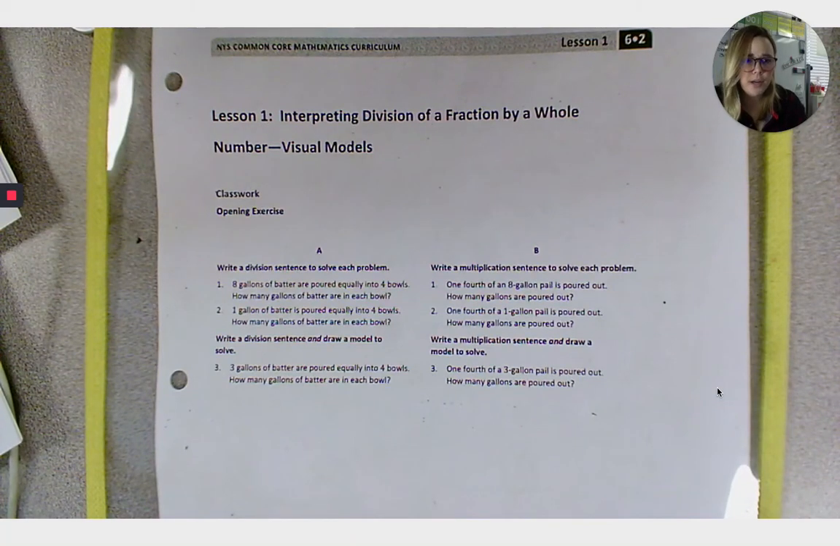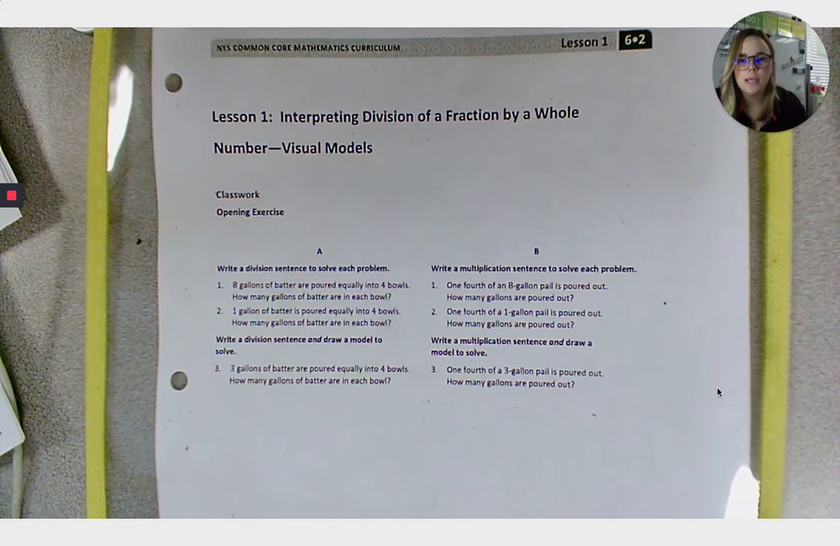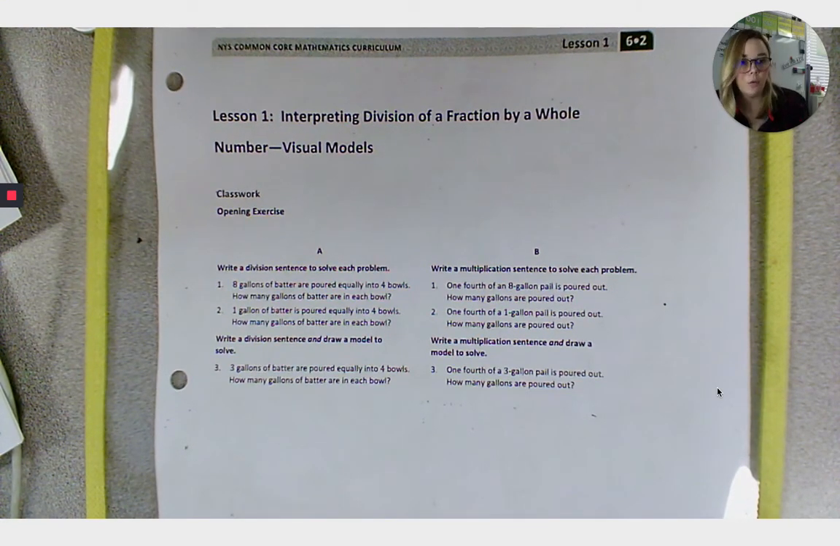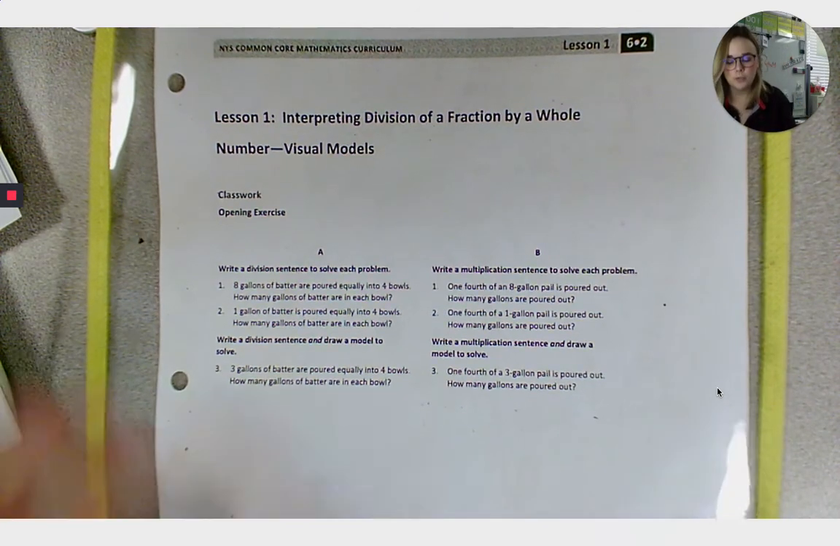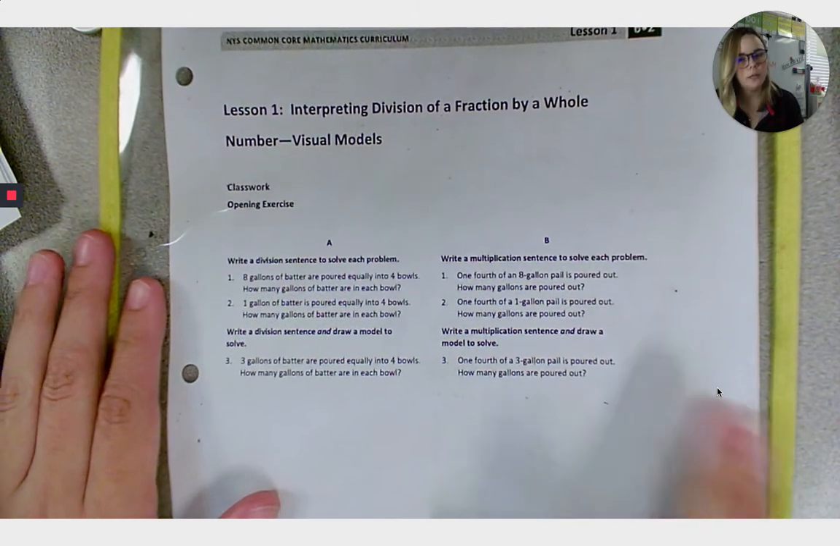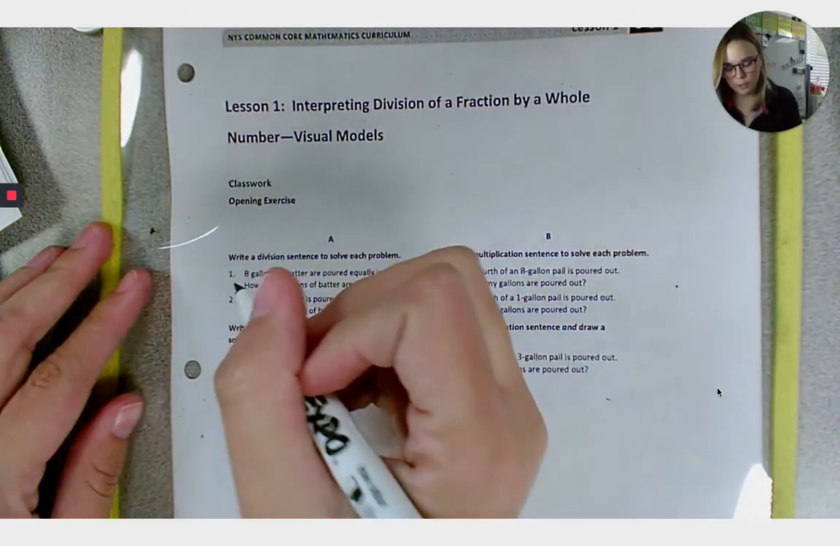So today we're starting our new module. We're starting module 2, and we're starting with lesson 1, of course, interpreting division of a fraction by whole numbers. We're going to be looking at dividing fractions by whole numbers first. For this classwork section, we're only going to look at 2 of the questions.